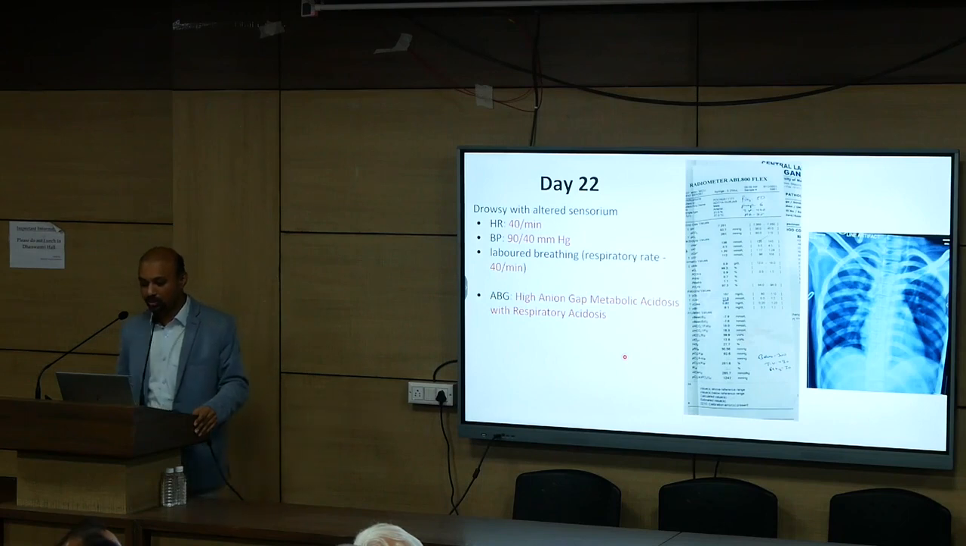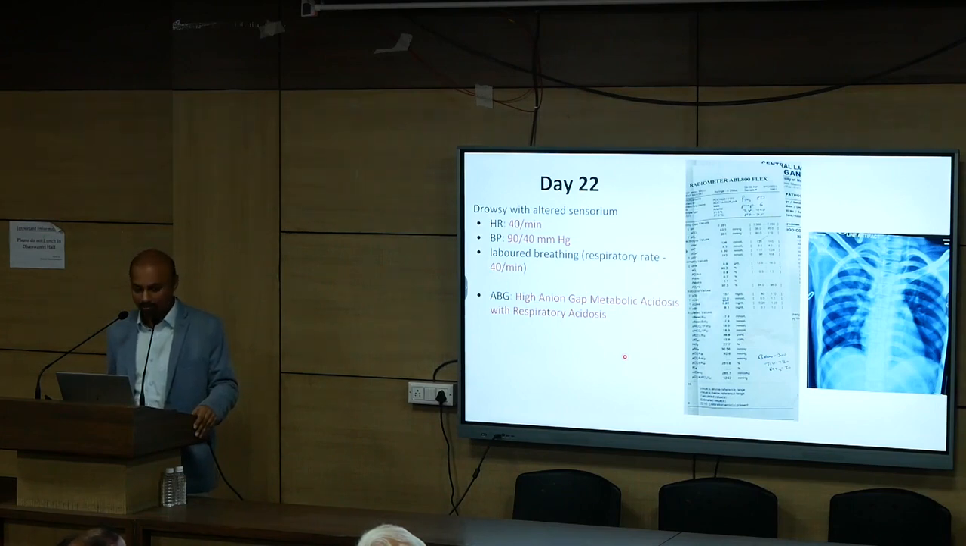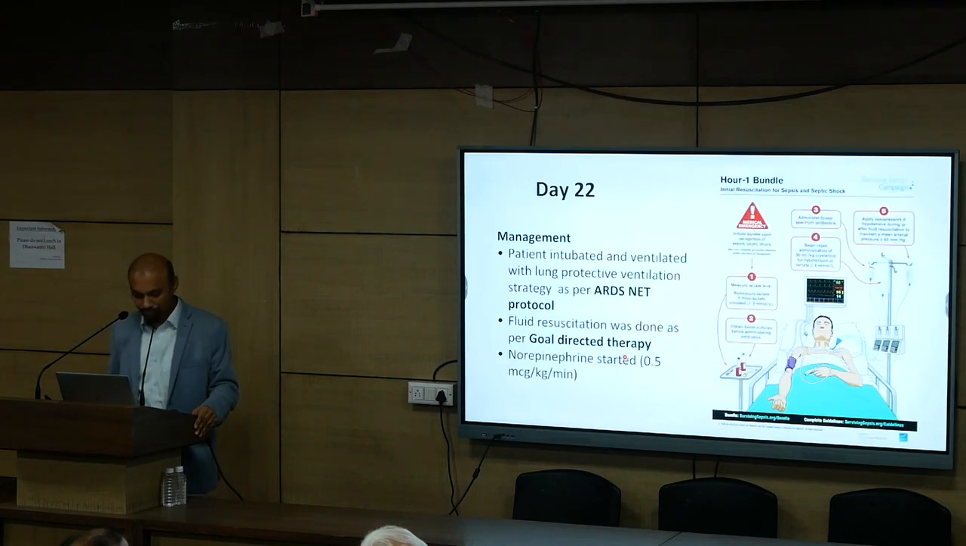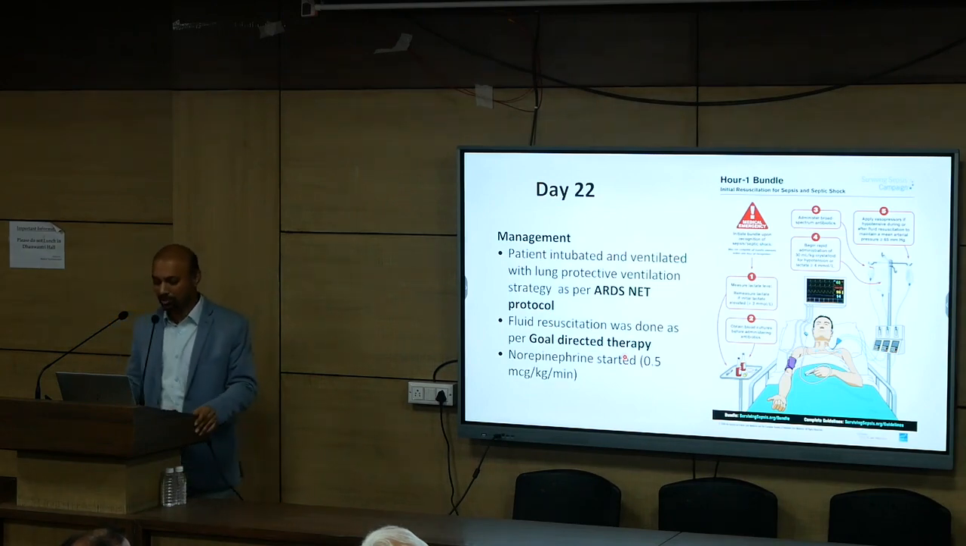Now on day 22, the patient had CNS disturbances. The patient was drowsy, had altered sensorium, had bradycardia, and was hypotensive. His blood pressure dropped to 90/40. He had labored breathing with a respiratory rate of 40 per minute. We did a blood gas, which showed high anion gap metabolic acidosis with respiratory acidosis. So we decided to intubate and ventilate this patient. We intubated and ventilated with lung-protective ventilation as per the ARDSNet protocol.